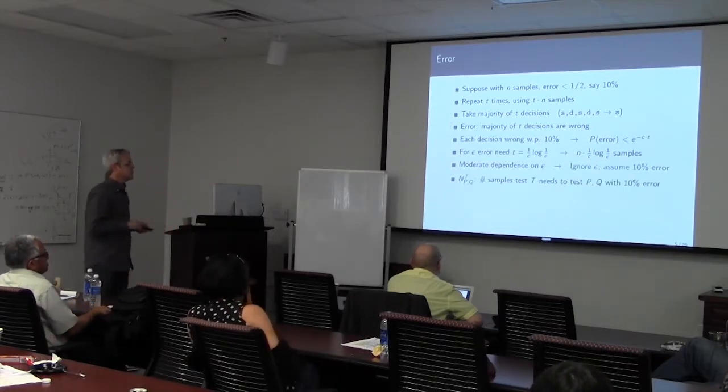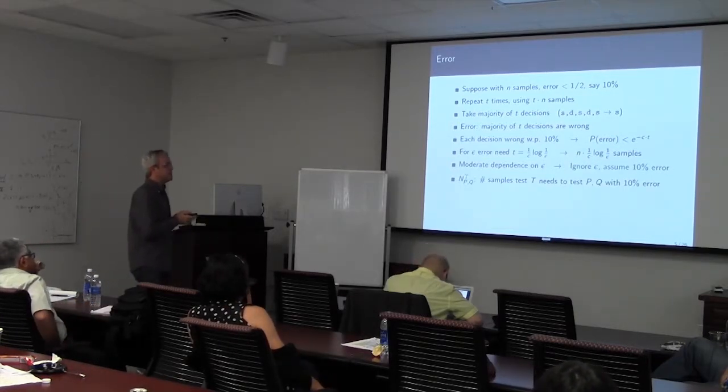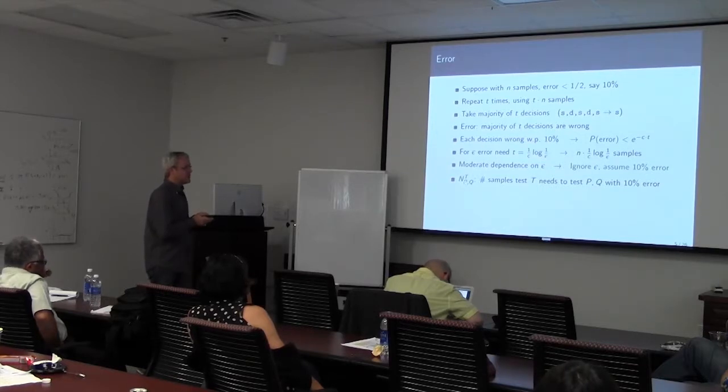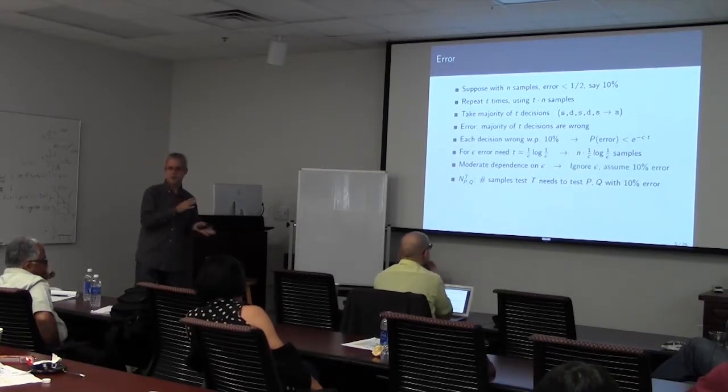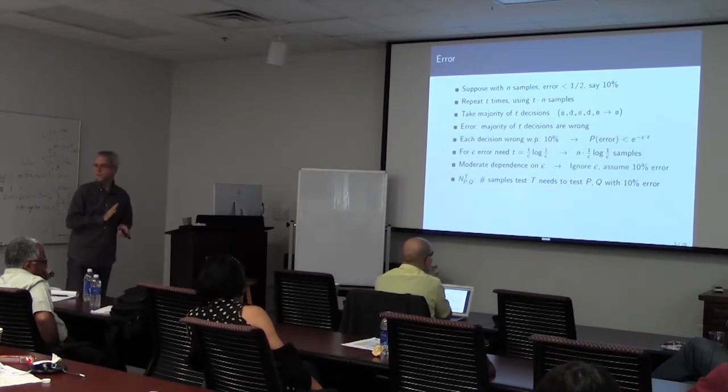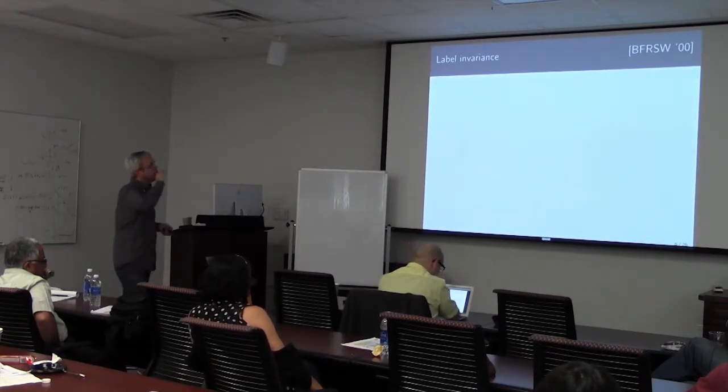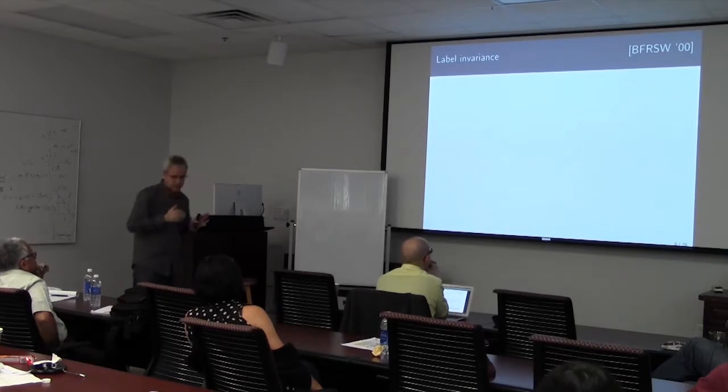Okay, right. And we're going to let n, so if we have a test T and we have these two distributions P and Q, we let n_T of P, Q be the number of samples that this test T needs to test P and Q with 10% error. So we don't have exceptions. It's okay? Okay. So that's one observation about the errors.